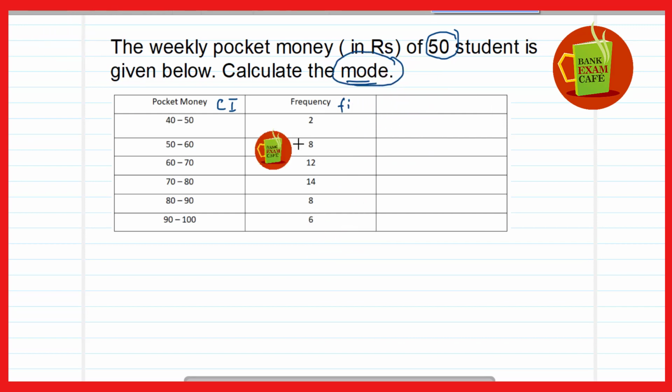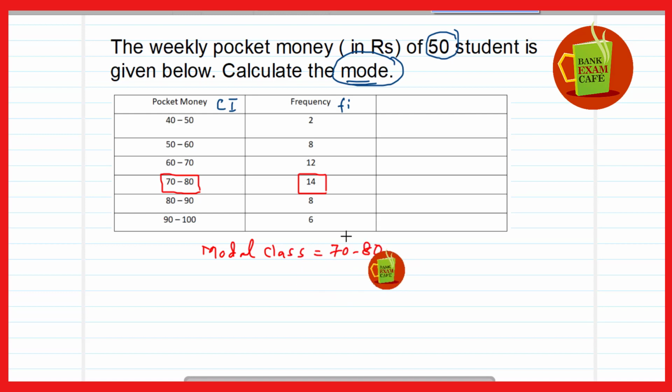The frequencies are 2, 8, 12, 14, 8 and 16, and we have to find the mode. To find the mode, we take the highest frequency. So what is the highest frequency? 14 is the highest frequency, and therefore the class corresponding to 14 is 70 to 80. Then this 70 to 80 will be the modal class. So the modal class is 70 to 80. Since this is the modal class, it means that the mode will lie from 70 to 80.